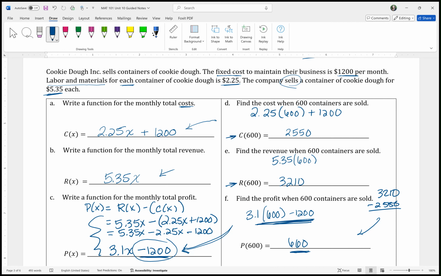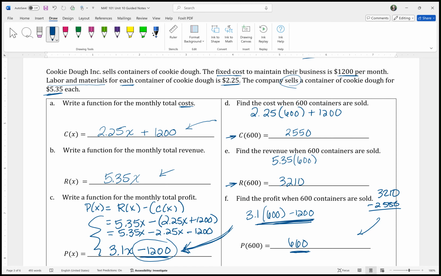Okay, and you can do that, this is really picking values for X here. So you can pick any value for X, plug it in, and make sure when you do that subtraction that you end up with the same thing as if you just plugged it into the profit function.